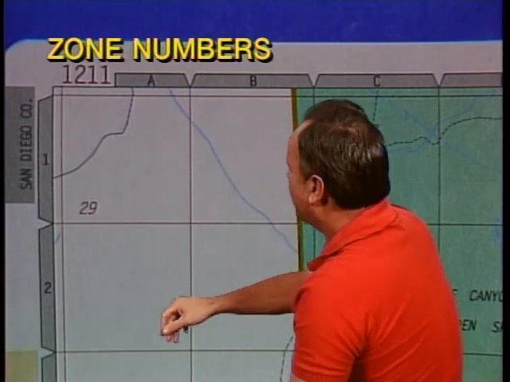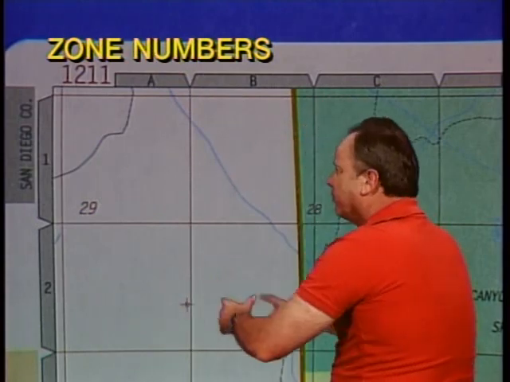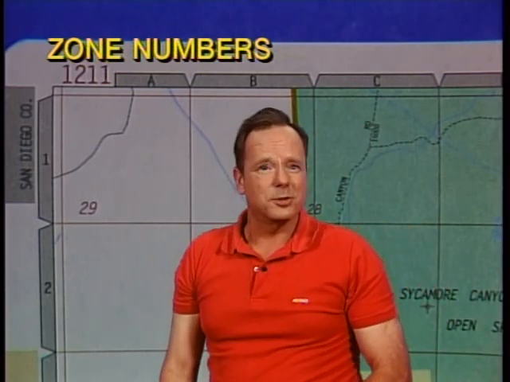When you find them on aircraft blueprints, they tell you where to look for parts and sections and views on large drawings. And they're called zone numbers. They're very handy.